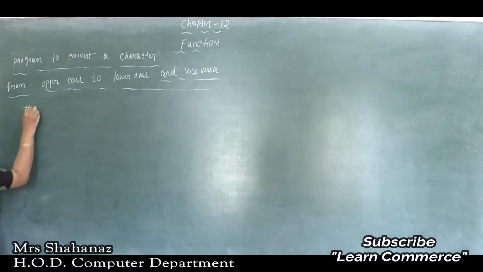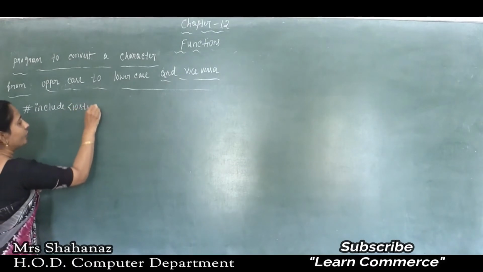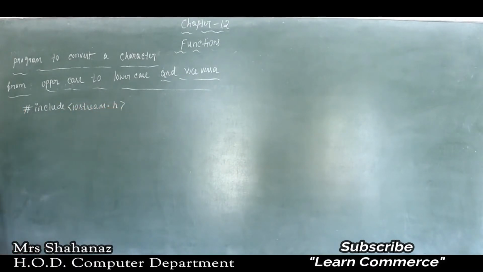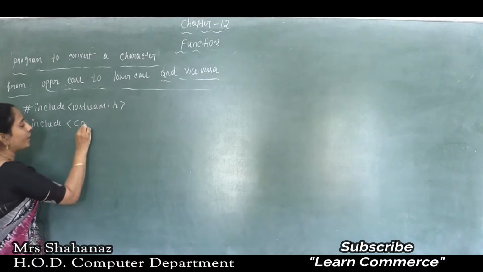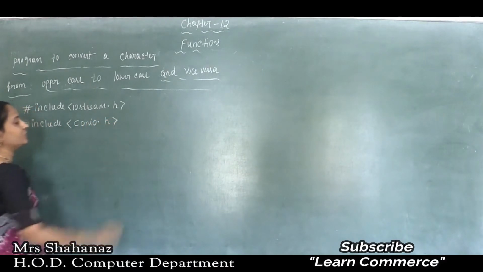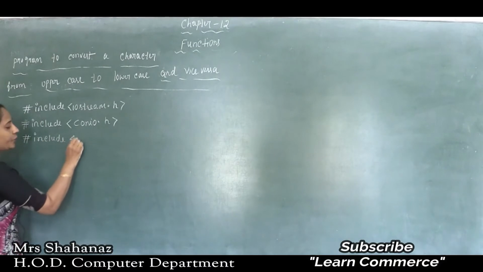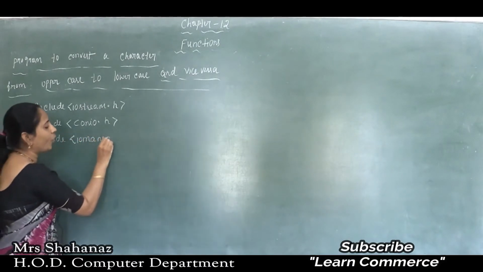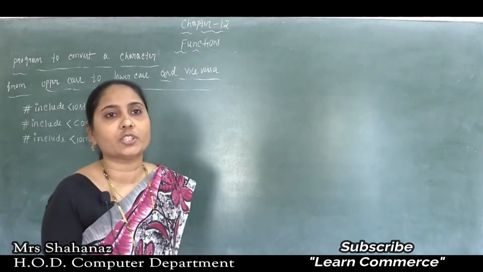So here first of all we need to write the header files. The header file is iostream.h. Why are we using iostream.h? To perform the input and output operations. The second header file we need to use for clrscr and getch is conio.h. And the third header file may not be necessary, but if you want to use it, you can use iomanip.h.